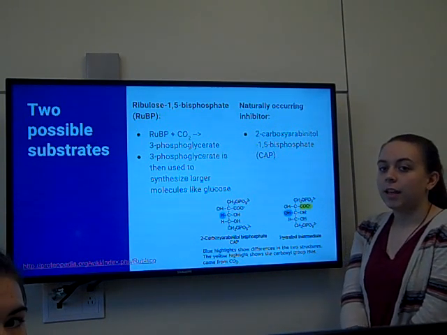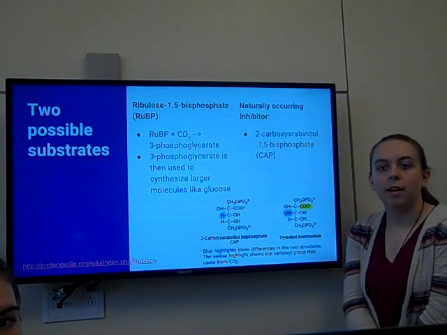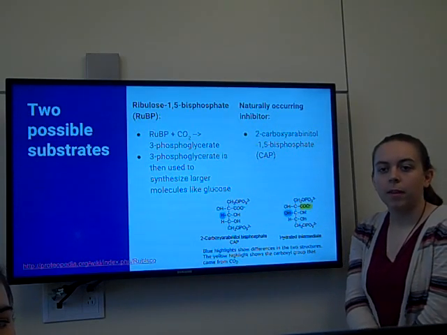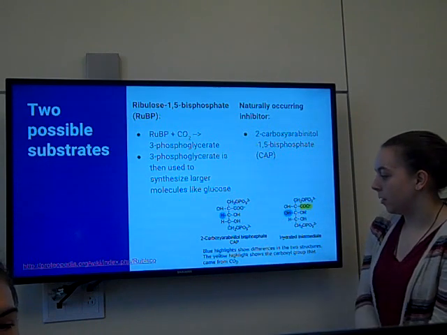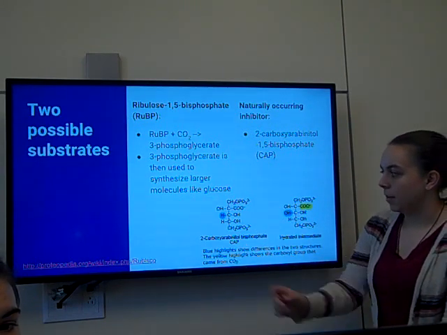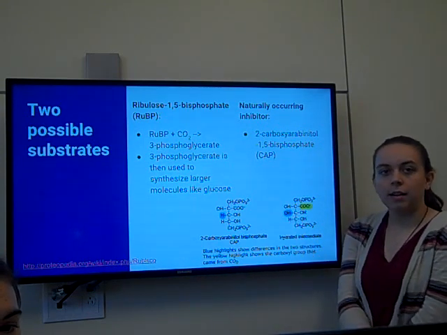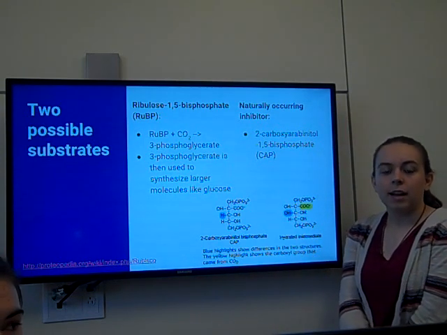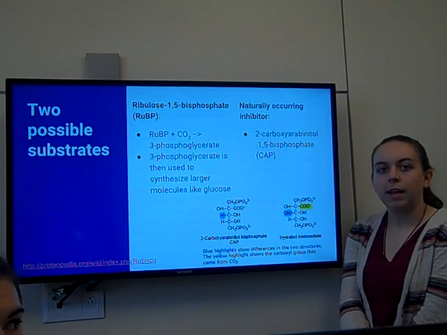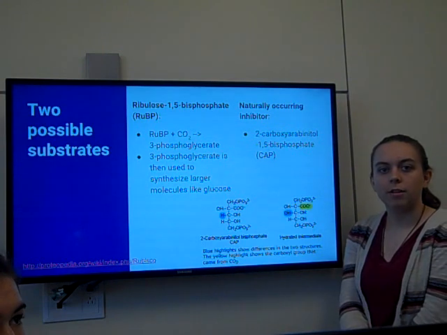A naturally occurring inhibitor is the CAP, or 2-carboxyarabinitol 1,5-bisphosphate. As you can see, it's very similar to the intermediate of RuBP, which is right here, and this is the CAP. The only difference is the one oxygen that's added. So it's very similar, and it acts as a competitive inhibitor and won't allow the RuBP to continue through the reaction.